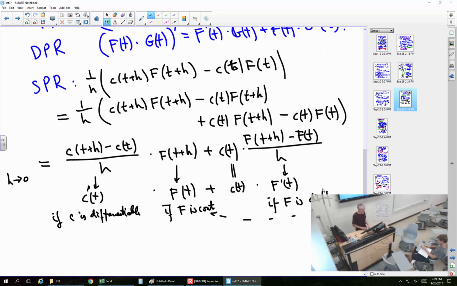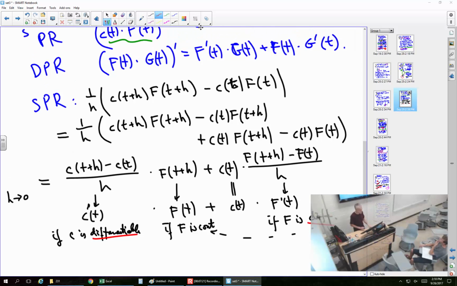As you can see, the requirements cannot be overlooked. If the two functions are not differentiable, these limits simply do not exist, and the proof does not work out. But other than that, that's where the formula of the product rule comes from. The scalar product rule, that's where it comes from. So it's just moving stuff around a little bit.